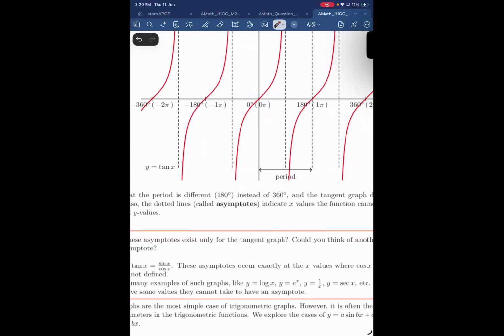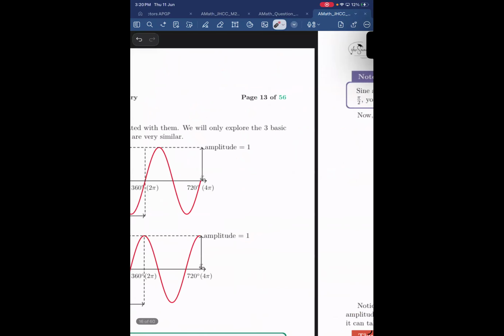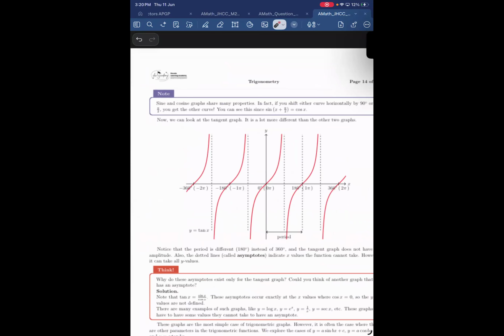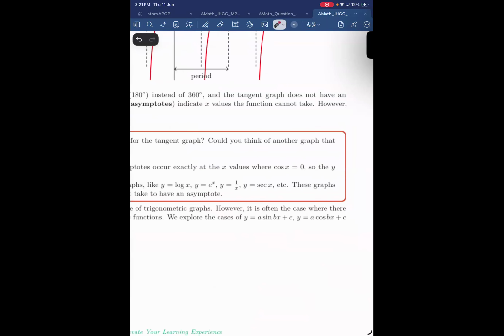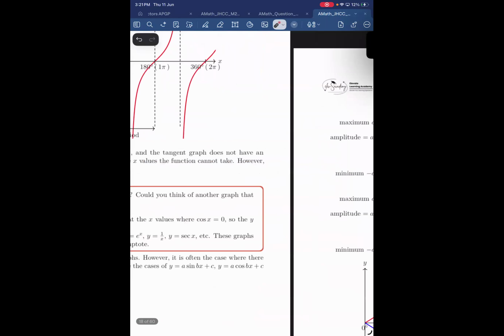So there are actually other graphs that have this property as well. For example, your ln x, exponential graph, all this stuff. If you were to draw it out, then there will be some of these points. Of course, not too necessary to know them. So these three graphs, the sine, cosine, and tangent, are the most basic kind. But of course, when you are asked to sketch, it will be a bit different. We'll look at a sine bx plus c and a cosine bx plus c, and a tangent bx also. Tangent, I'll just go through very quickly because I don't think it'll be tested.